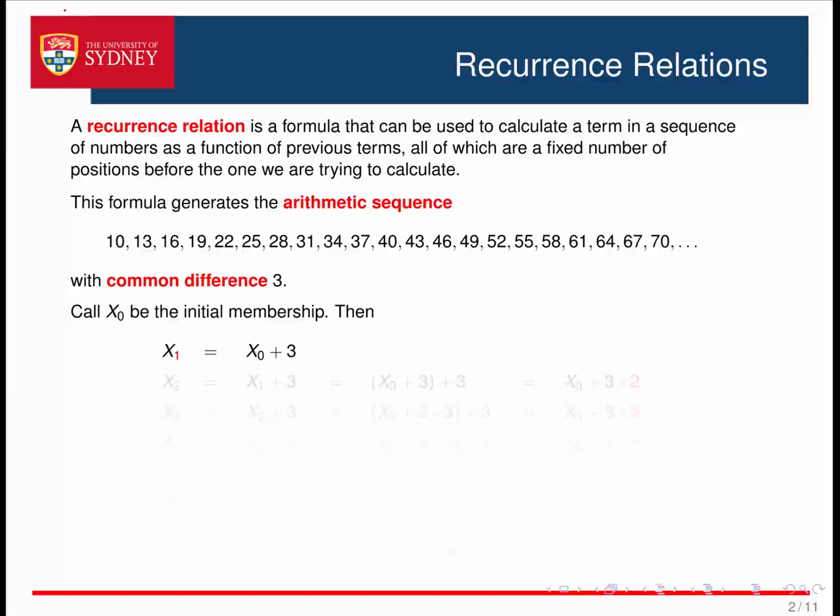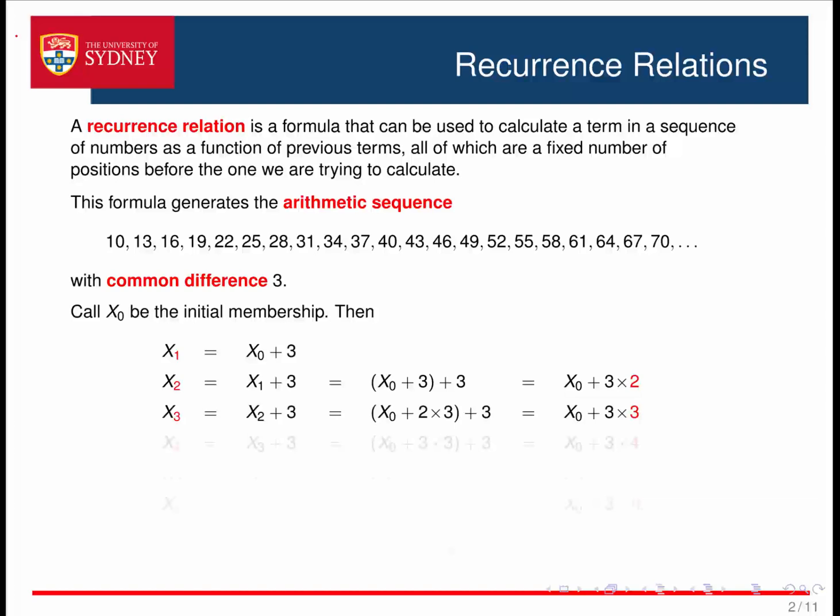Now after 1 week, the membership increases by 3. So x1 is equal to x0 plus 3. Now after 2 weeks, the number of members x2 will equal the number of members after 1 week plus our extra 3 members for that week. That is, x2 is equal to x1 plus 3. And we already know that x1 is just x0 plus 3. So x2 is x0 plus 3 plus 3, which is just x0 plus 3 times 2.